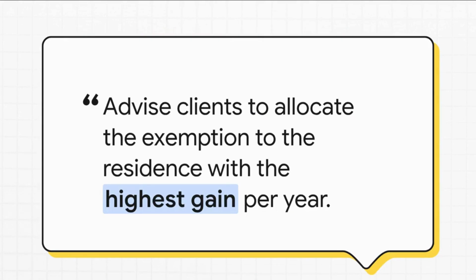So, what if you have a house and a cottage? How do you choose which one to shelter from tax? Well, the strategy is pretty straightforward. You have to run the numbers. The best move is always to use the exemption on the property that has the highest average gain per year you've owned it. That's how you maximize your tax savings.